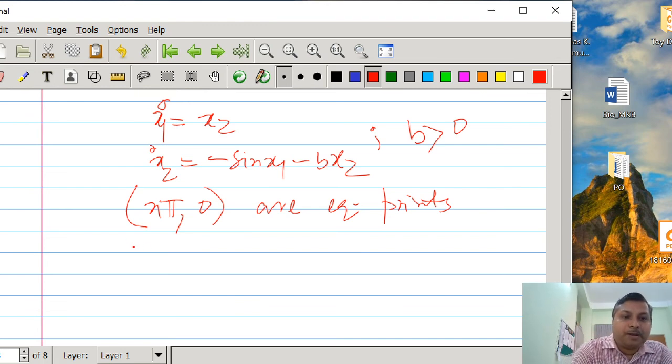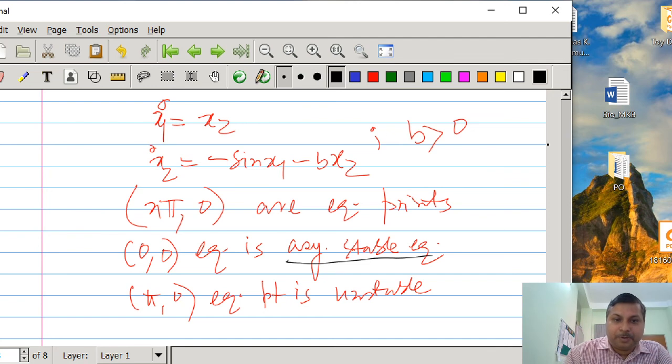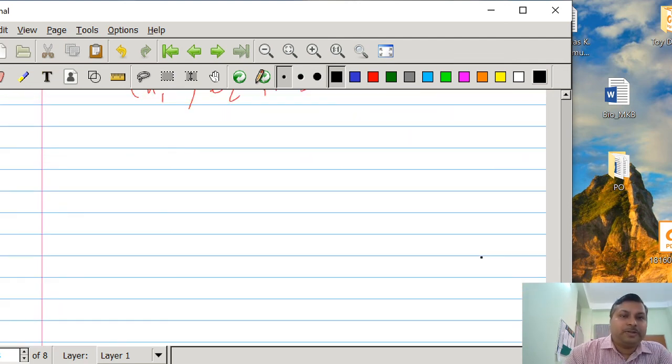Okay, so our claim is that the 0,0 equilibrium point is an asymptotically stable equilibrium point, and the pi,0 equilibrium point is unstable. On what basis have I claimed that it will be asymptotically stable? By Lyapunov first method. So let us check whether it is true or not.